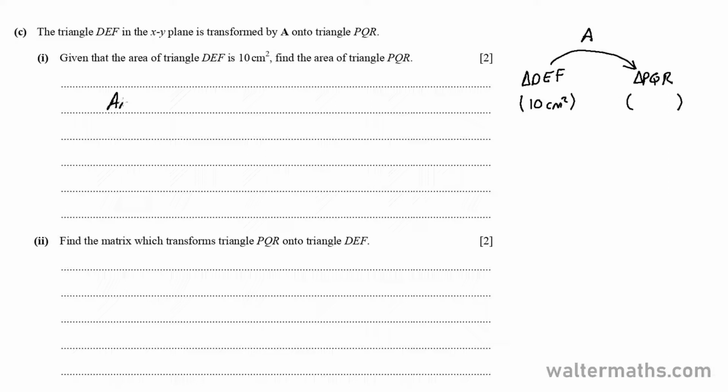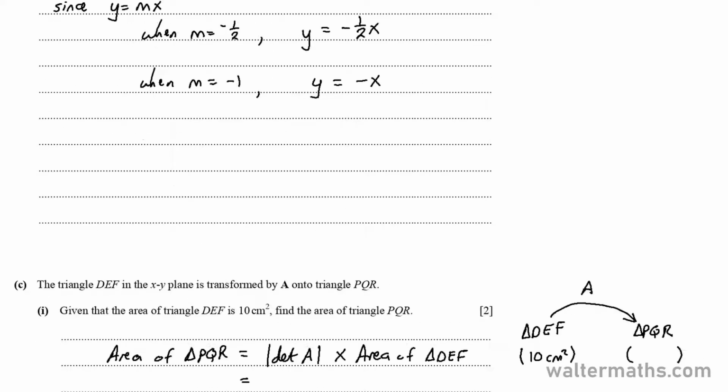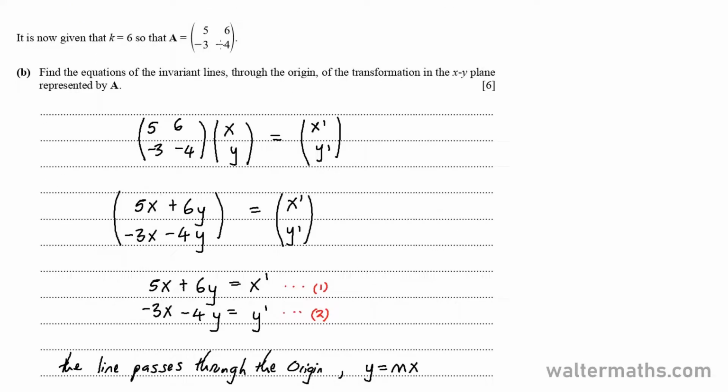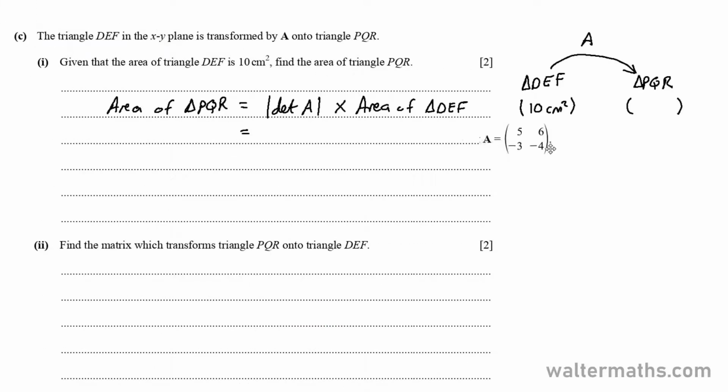So we know the fact that the area of the image, which in this case is triangle PQR, should be equal to the absolute value of the determinant of the matrix operator A, times the area of the object, and the object in this case is triangle DEF. Now the determinant of A is the matrix with elements 5, 6, minus 3 and minus 4. So let's just take it here and paste it here.